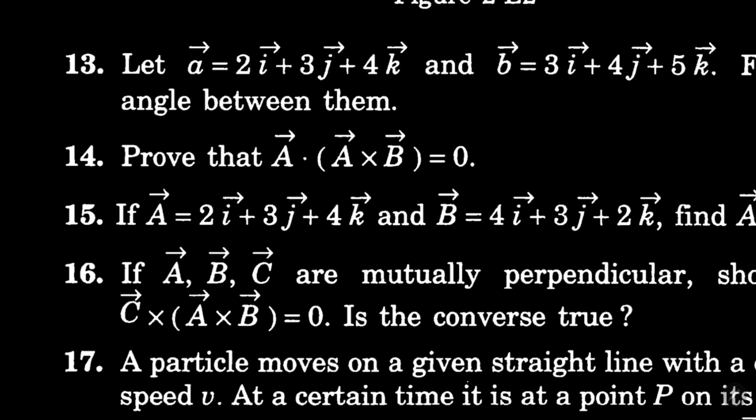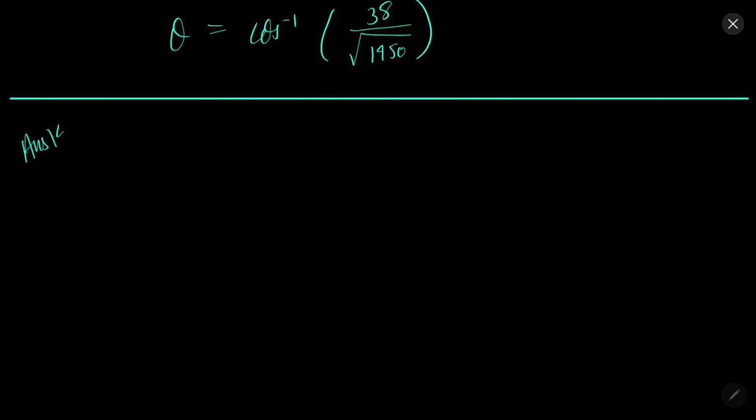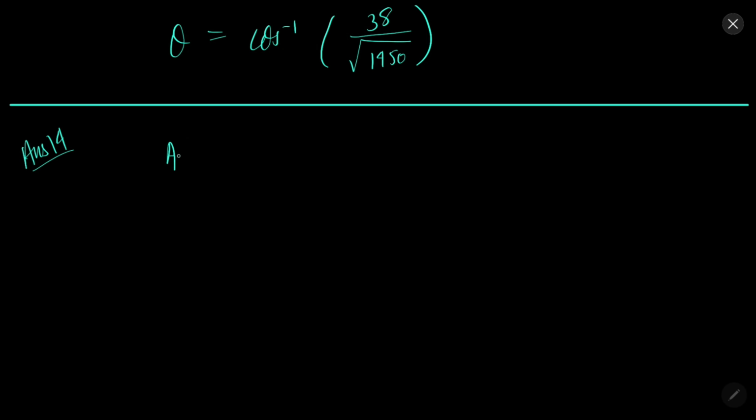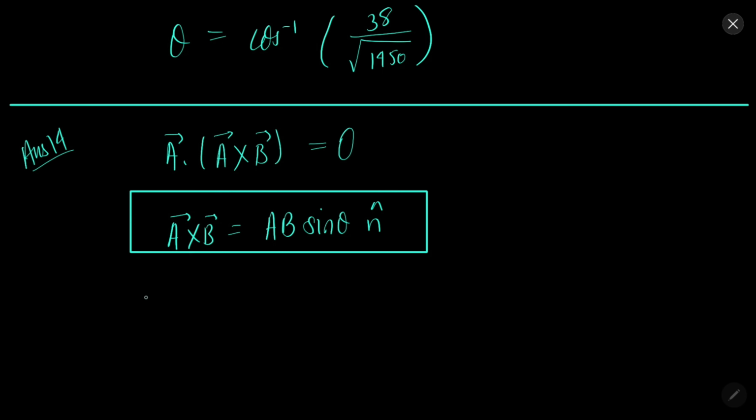In question 14, we need to prove a dot a cross b is equal to 0. So this is the 14th one. We need to prove that a dot a cross b is equal to 0. So now let's see how. We know that a cross b will be equal to ab sin theta n cap. So this vector will be perpendicular to both a and b.